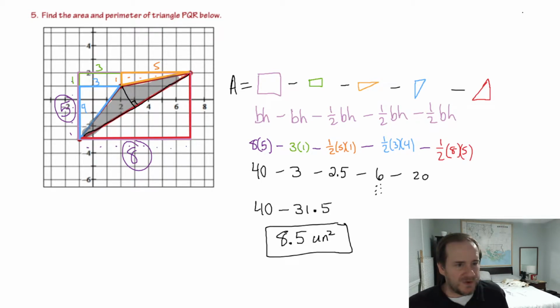So basically, you guys should have seen this entire problem set up. You get that we're doing a rectangle minus a bunch of pieces. We're doing a rectangle minus a piece that is a rectangle, and then minus three pieces that are triangles. So you see all that work, and all that comes out to 40 minus 31.5, which leaves you with 8.5. So this problem is done. We can go to 6 now.